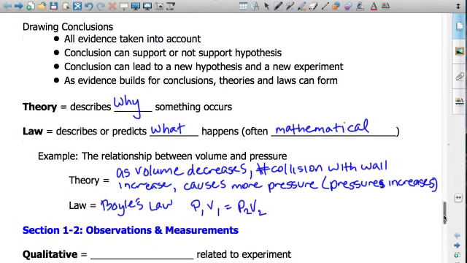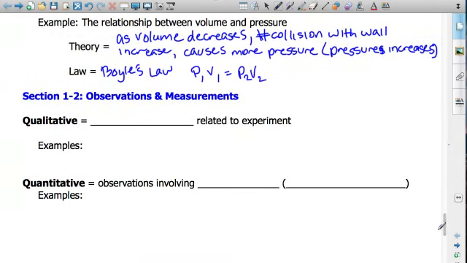Okay, on to section 1.2, observation and measurement. Observations obviously are a big part of science. When we do an experiment, we're going to observe. There are two types of observations. The first is a qualitative observation. Qualitative are any kind of, this is going to sound redundant, observations related to the experiment. A lot of times they're described as using your senses.